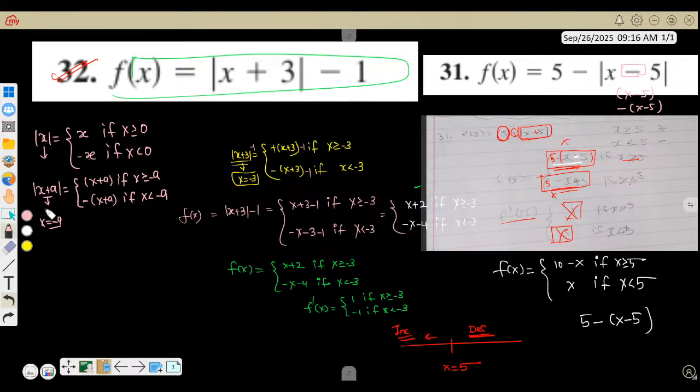Or if this function is like this, |x minus a|, then again the same thing. This entire bracket is positive when we put this equal to 0, we have x equal to a. So if x is greater than or equal to a, the entire function inside the mod is positive, or negative if x is less than a. Getting my point? Yeah. So let us discuss one more example of the same kind.